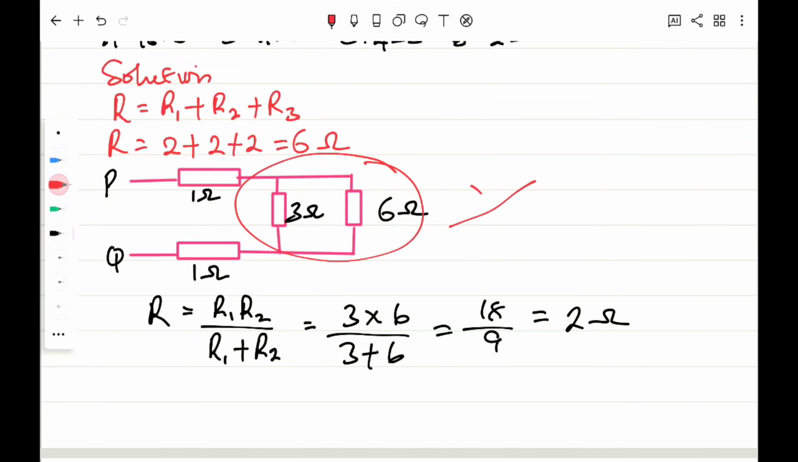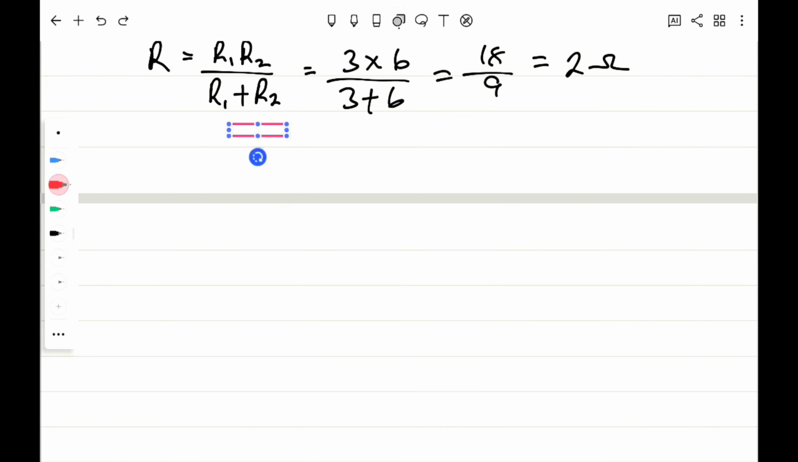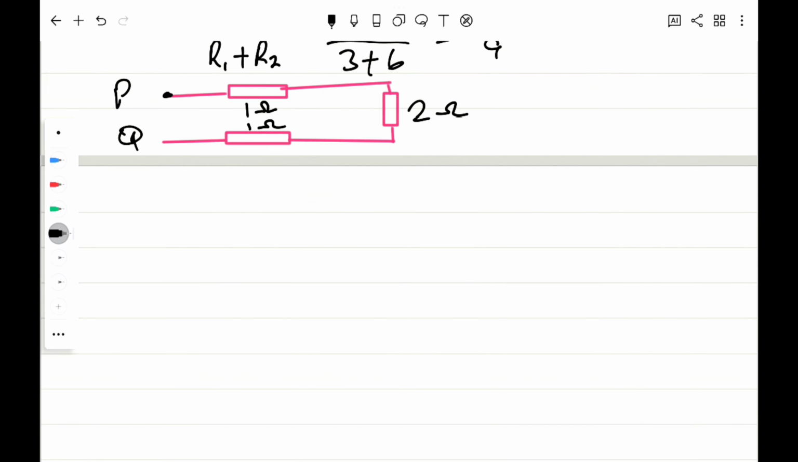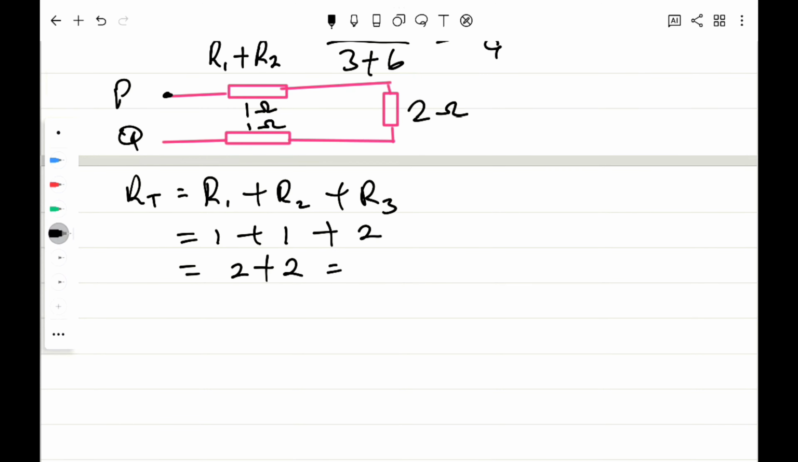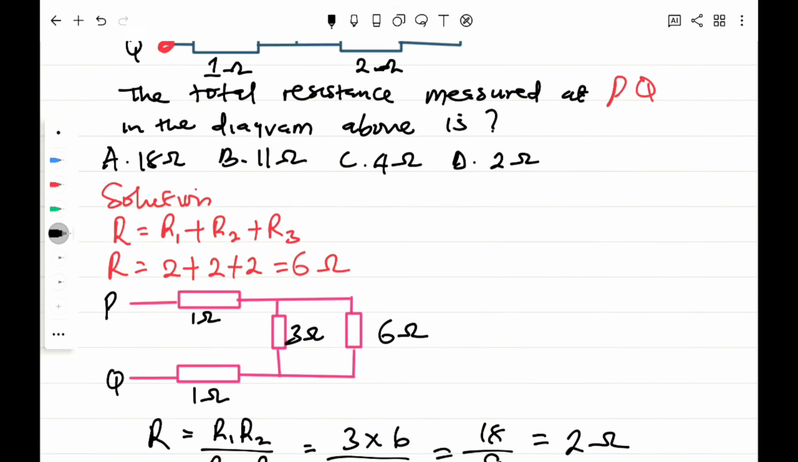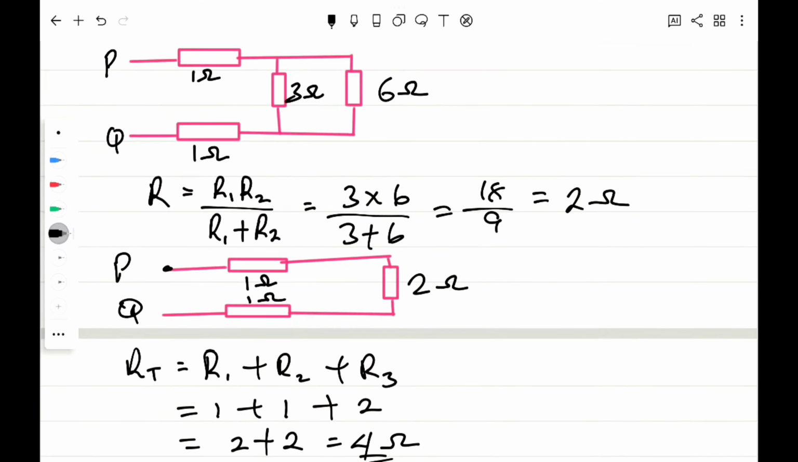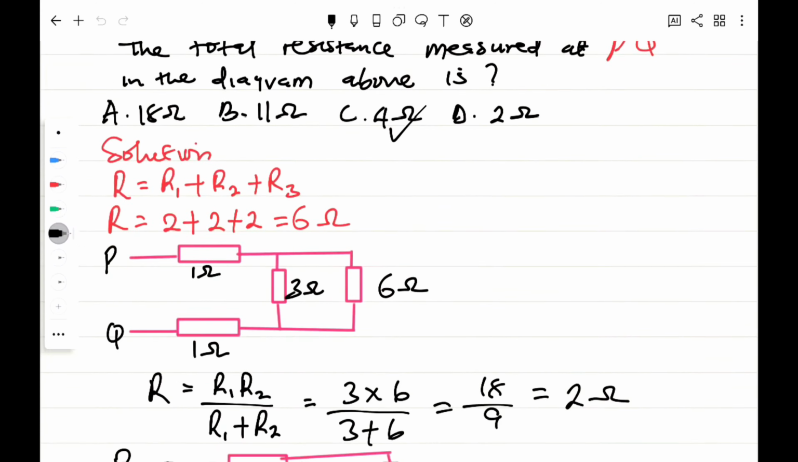So we're going to redraw this circuit again, so that it will fit in our 2 ohm resistor. If we redraw this circuit, our new circuit will now become this: 1 ohm, 1 ohm, 2 ohm. Can you see that all of them are connected in series? Because they are connected end to end. So RT is equal to R1 plus R2 plus R3, because we now have 3 resistors. So we have 1 plus 1 plus 2, which is equal to 4 ohms. This gives us our final answer. Option C is the correct answer.